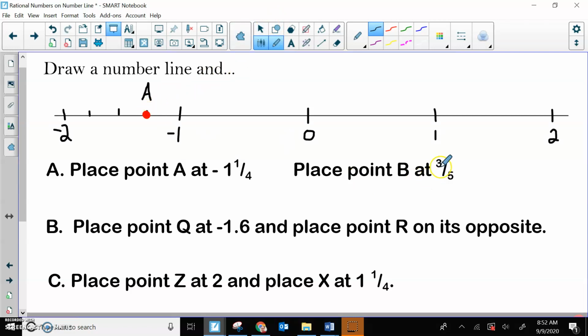All right, point B is 3/5. That is on the positive side, and that's somewhere between 0 and 1. So I want to break this section here into fifths. This is kind of hard. I don't want to split it in half, so I usually start in the middle, kind of move over a little bit, and then I'll split that into 2 pieces and just kind of continue and try to make them evenly spaced. I've had a lot of practice, but it's hard to do that.